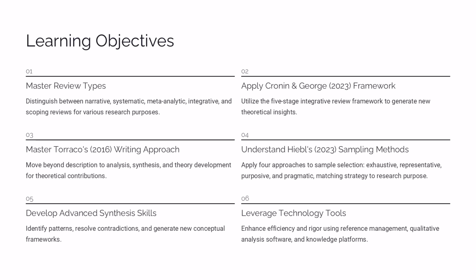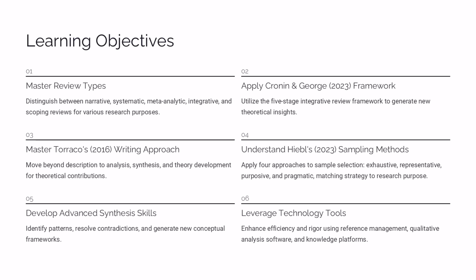Fourth, you will understand and apply Hiebl's 4 approaches to sample selection in literature reviews: exhaustive, representative, purposive, and pragmatic, learning to match your sampling strategy to your research purpose while maintaining methodological rigor. Hiebl's research reveals that sample selection decisions, often treated as mundane methodological details, actually determine the entire quality and contribution potential of your review.